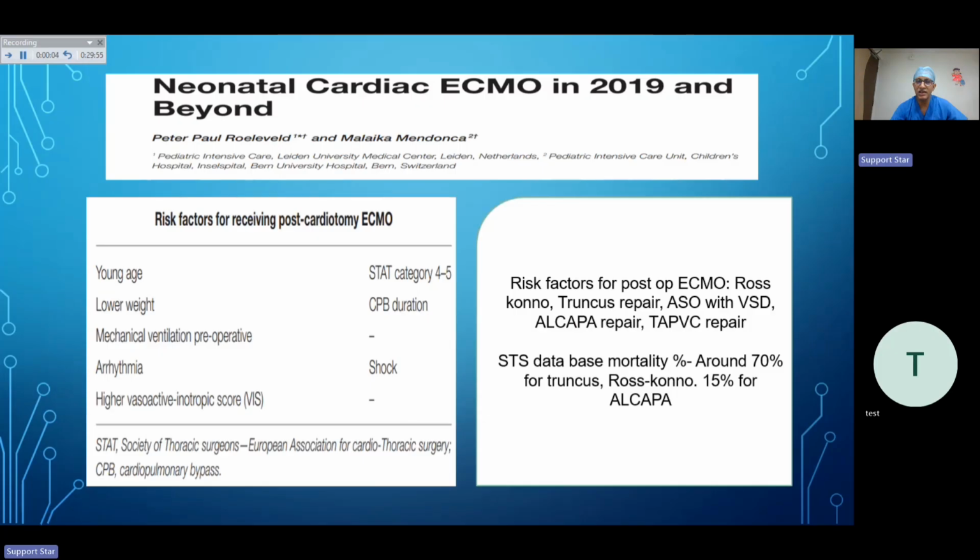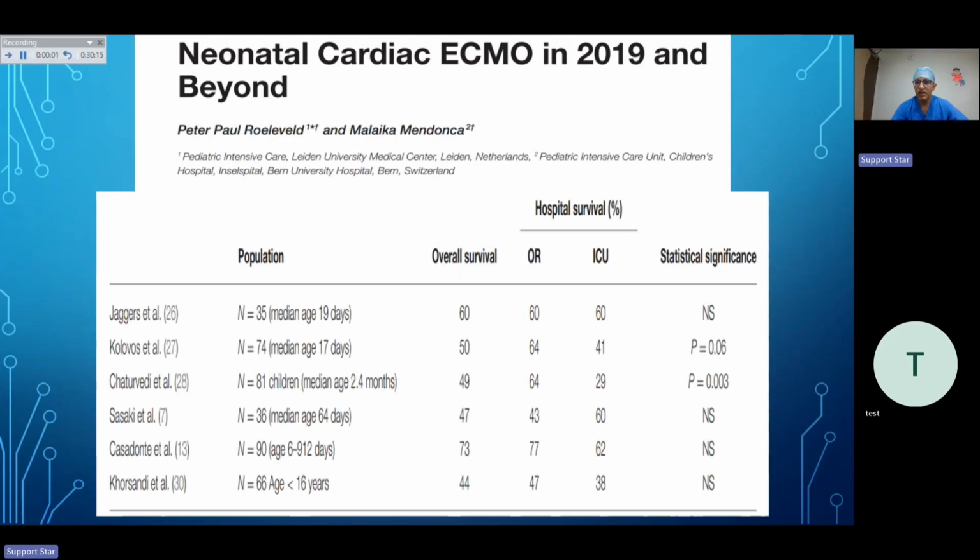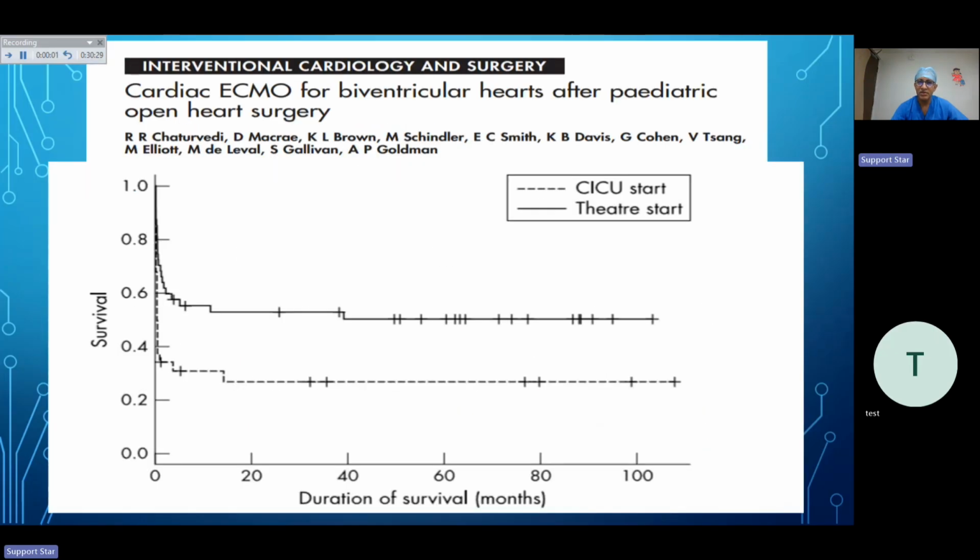So high risk ECMO is there in some patients who require major surgeries with high STAT score and high vasoinotropic score. So residual lesions can be challenging post-operatively. So we have to address the residual lesions as soon as possible. Otherwise, we will end up in irreversible problems and we cannot wean off ECMO. So early ECMO in theater is good. Some studies from Chaturvedi et al. and Kolbos et al. have shown that early ECMO done in OR is better and has better survival than the late ECMOs. So this is a paper where a CICU start was done by Chaturvedi et al.